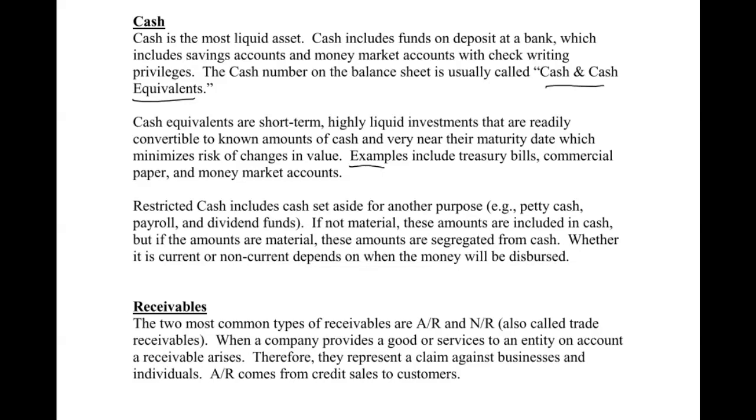You might have a separate item listed called restricted cash. All right, this just means it's restricted for some other purpose. Okay, and notice here, when you get into your audit courses, you'll talk about materiality. If not material, which usually it's probably not unless it's set aside for something rather large, these amounts would just be included in the cash number. But if they are material, they're segregated from the cash, and whether it's current or non-current depends on when the money will actually be used, right? So usually it's probably not a material amount for larger companies. So you probably won't see that listed out, but that's just another term.